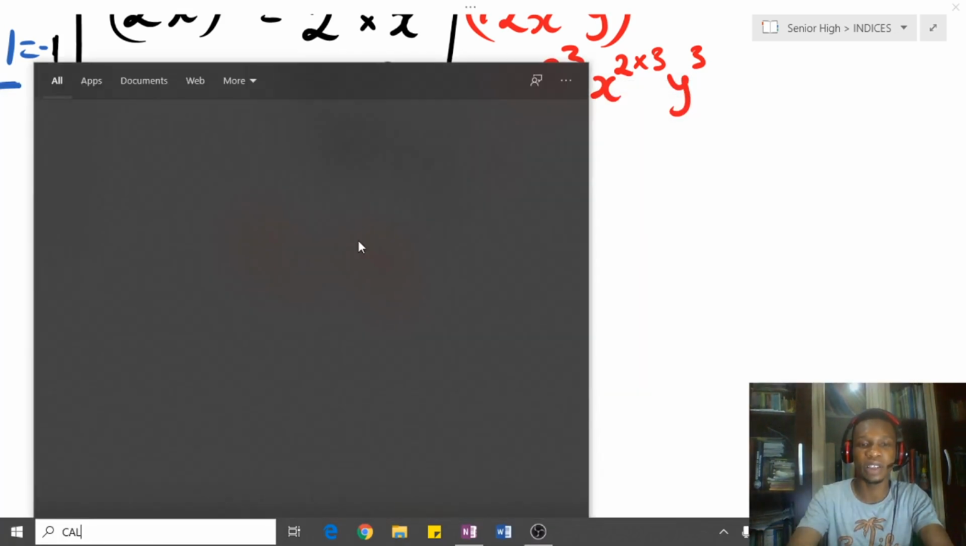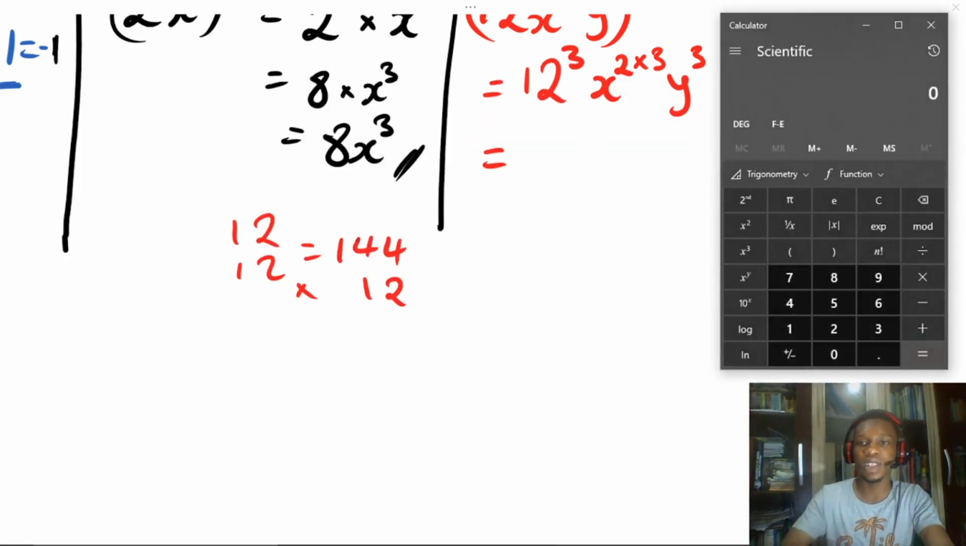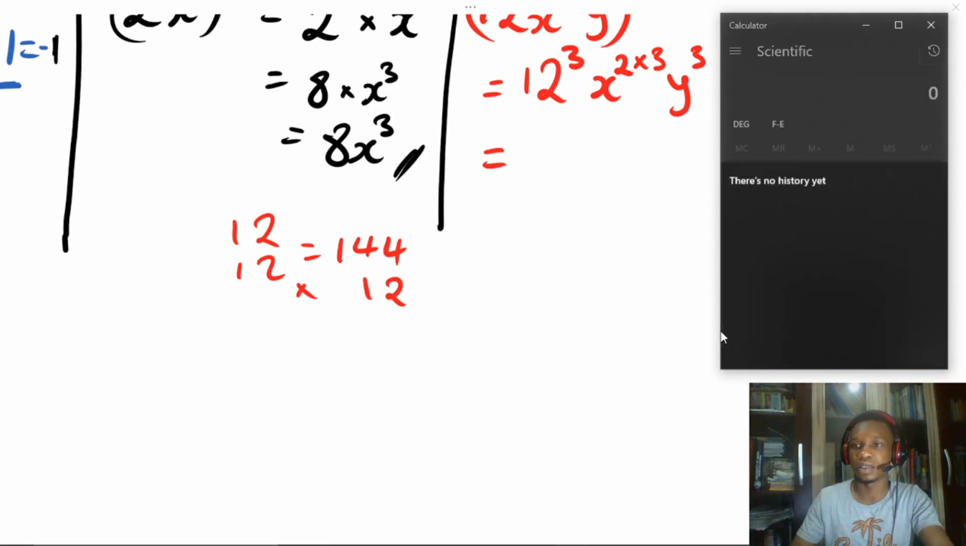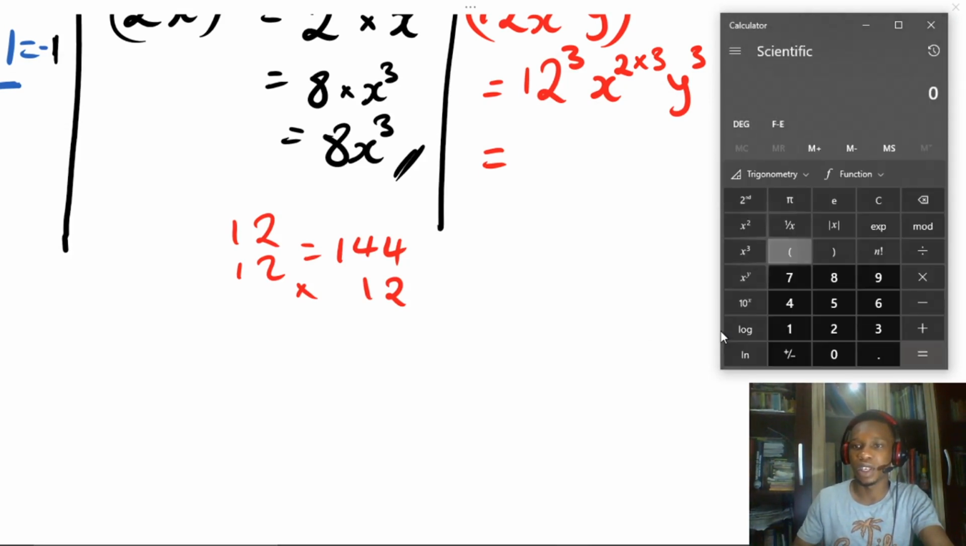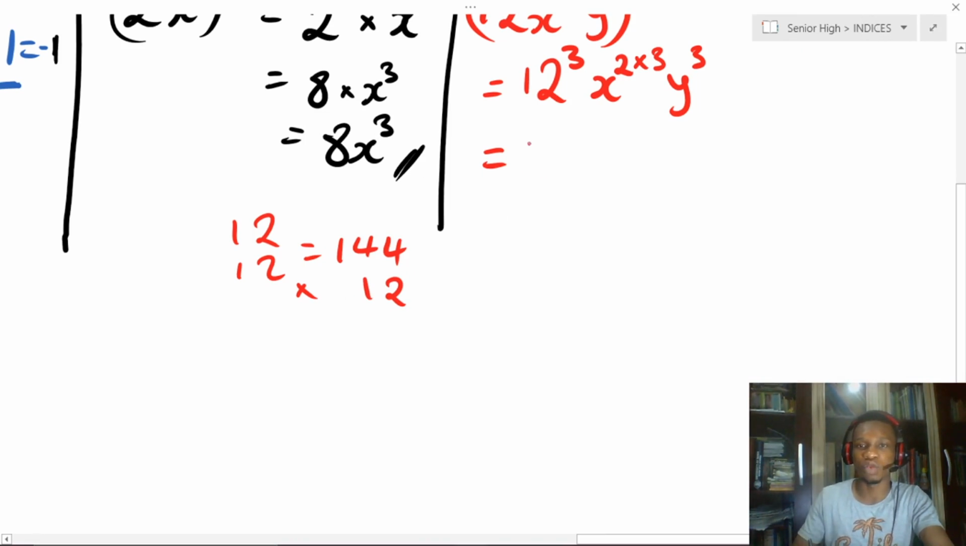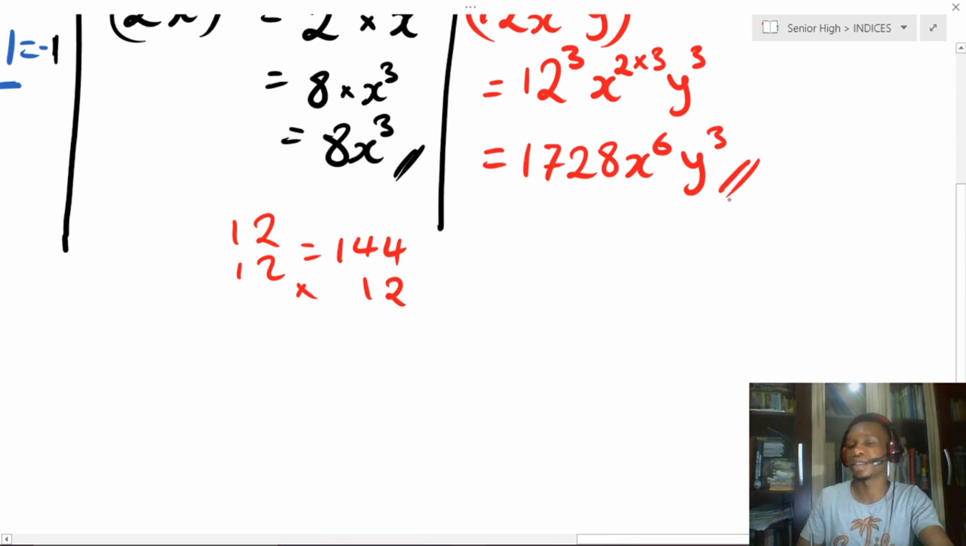So my calculator, let's bring it in. Now I can check it out here. So I have that 12 raised to the power of 3, that's 1728. So I have this as 1728, and then 2 times 3 is 6, right? So we have x raised to the power of what? 6, and y raised to the power of 3, and this is the final answer. Is that okay? Very good.